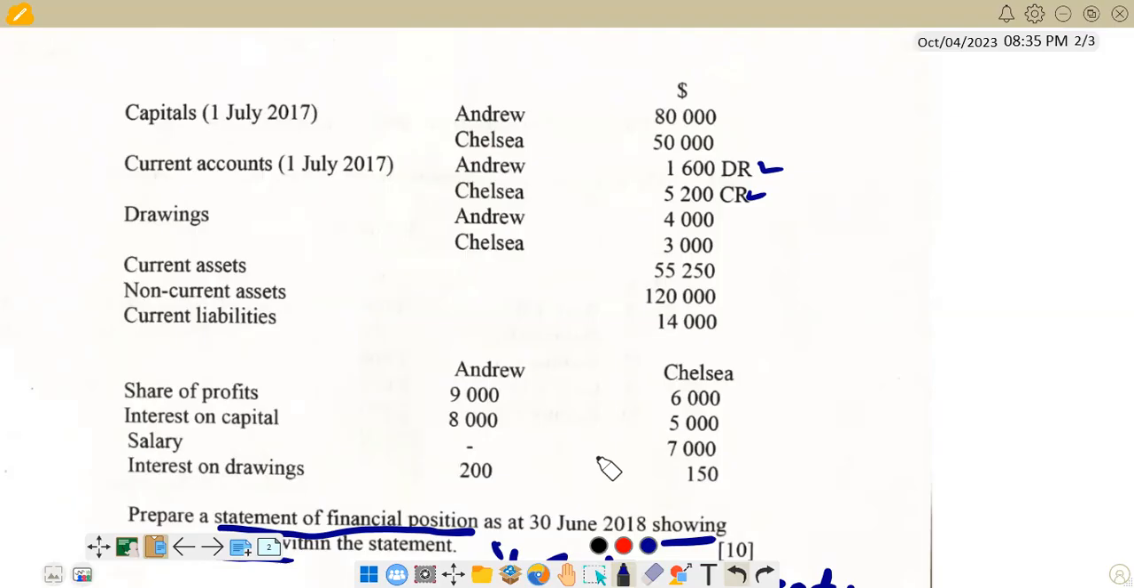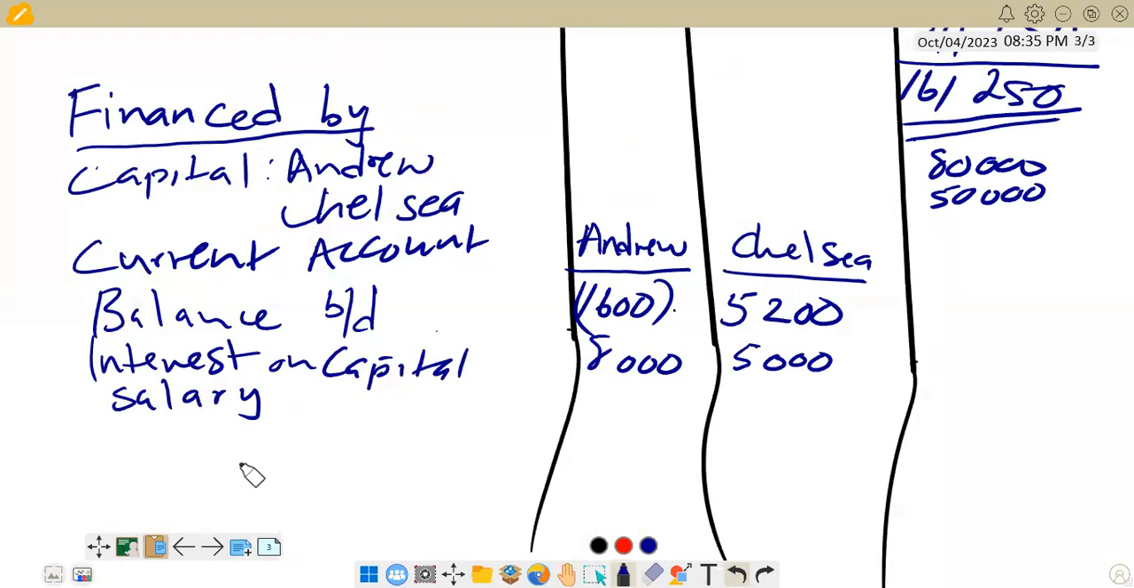And remember, these things are agreed in the partnership agreement before the partnership is started. So we have got salary for Chelsea, 7,000. So we go there and also it puts salary. So for Andrew, we don't have anything, but we are going to have something for Chelsea, which is 7,000.